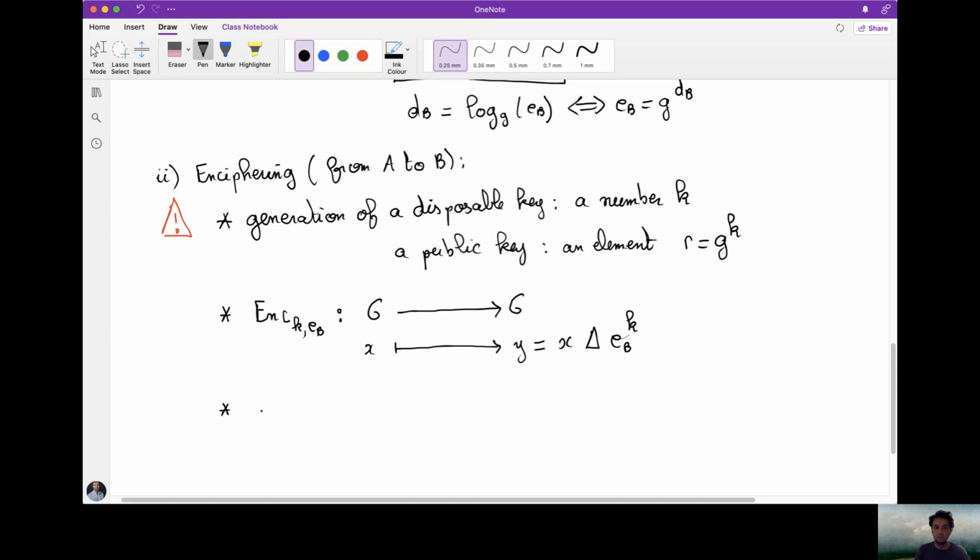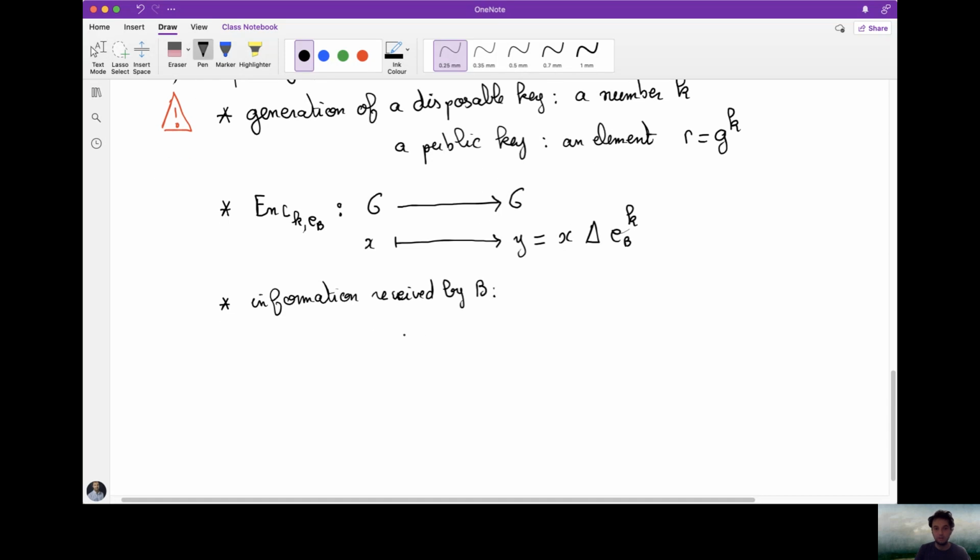And the information that is received by B is twofold. On the one hand, it receives the disposable public key R. And it also receives the cipher message Y. So there are two things that are received: this is the ciphertext, and this is the disposable public key.